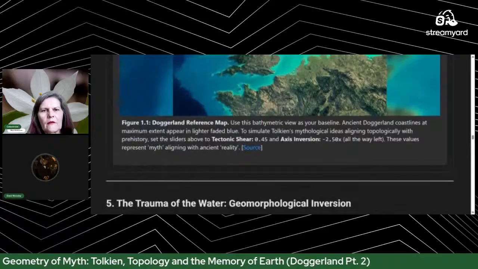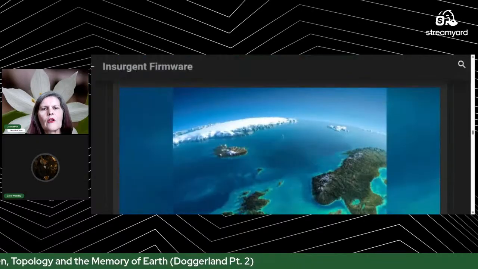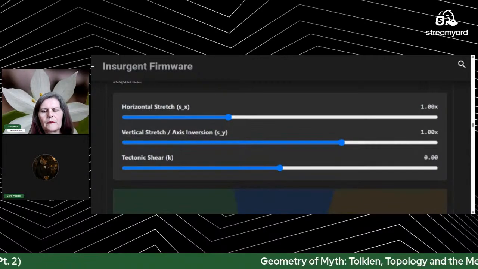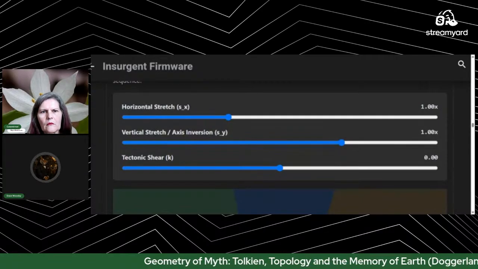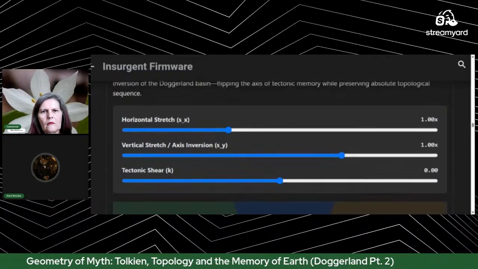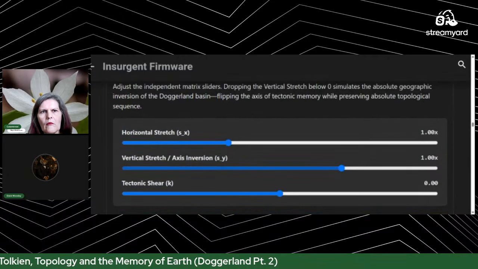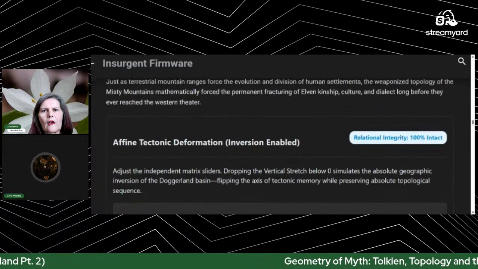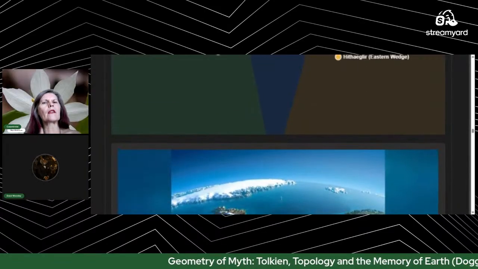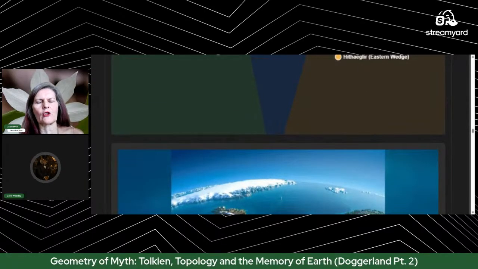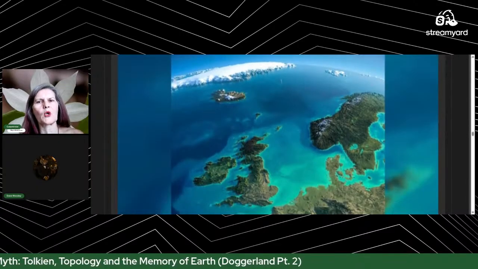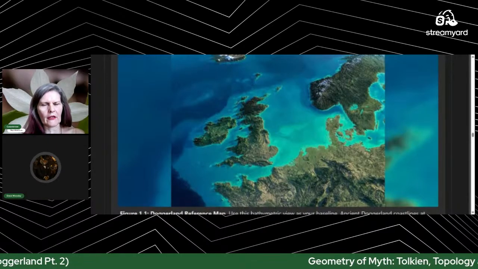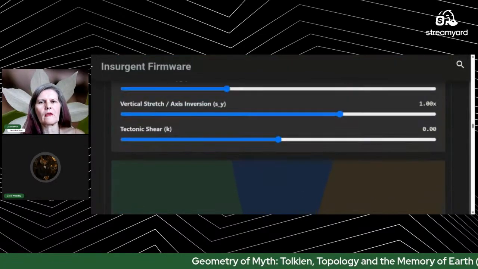You can move those sliders around, the ones up here, to get an idea of how the mythic geography can transform into the geography as it is now. Can they do that within the document, or do they have to go to the link that's here? The document is in Blogger, the link, so they can actually do it.